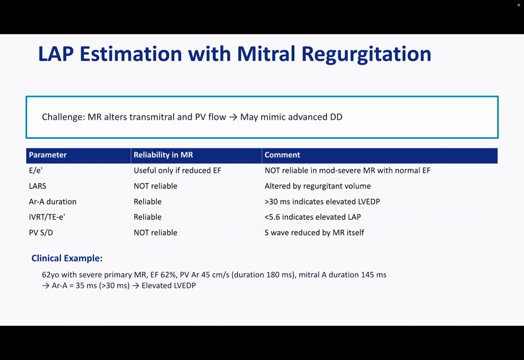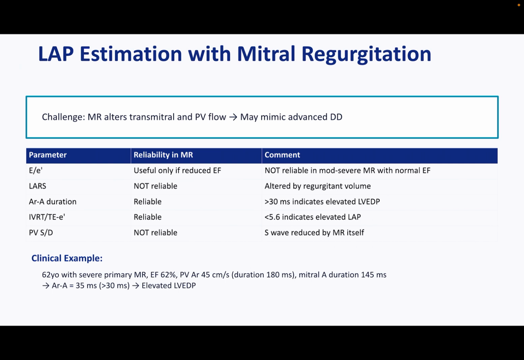Now left atrial pressure estimation with mitral regurgitation. A special case, mitral regurgitation is a trap. The regurgitant volume going backwards into the LA mimics elevated left atrial pressure in multiple ways. It drives up E velocity, blunts S velocity in the pulmonary vein flow, and dilates the left atrium. If you apply the standard algorithm to a patient with severe MR, you'll frequently overestimate left atrial pressure.